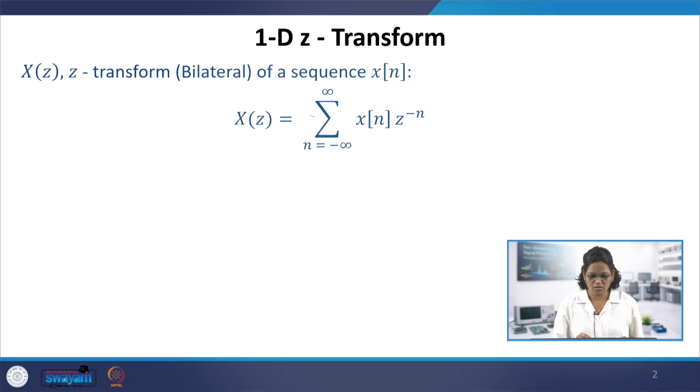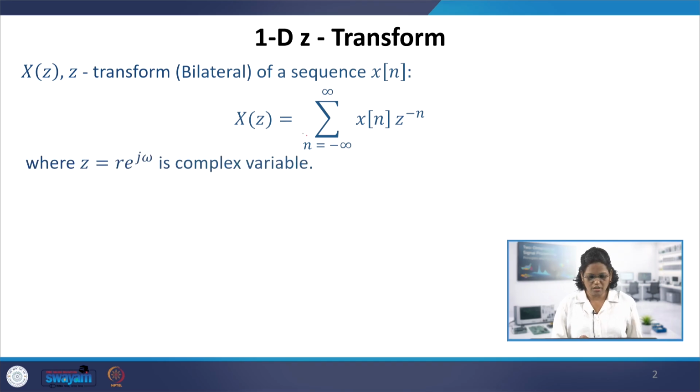For the case of unilateral, n would be restricted to 0 to infinity, whereas n is greater than or equal to 0, the summation is restricted. So in that case, it is going to be a unilateral sequence. In reality, we have all of the sequences with n greater than or equal to 0, so in that case the unilateral Z transform would be much more useful.